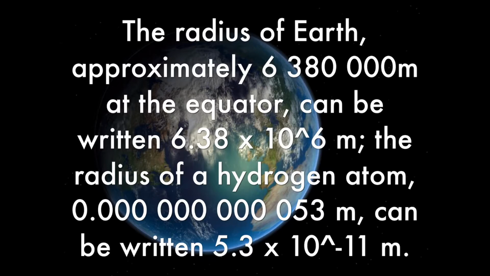Thus, the radius of the Earth, approximately 6,380,000 meters at the equator, can be written as 6.38 times 10 raised to 6 meters. The radius of the hydrogen atom is 0.0000000000053 meters, which can be written as 5.3 times 10 raised to negative 11 meters. Scientific notation eliminates the need to write zeros to locate the decimal point correctly.